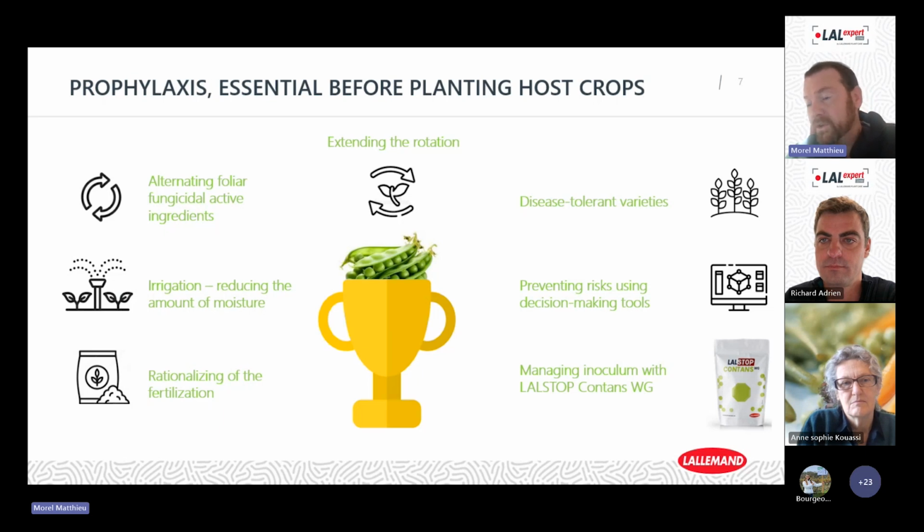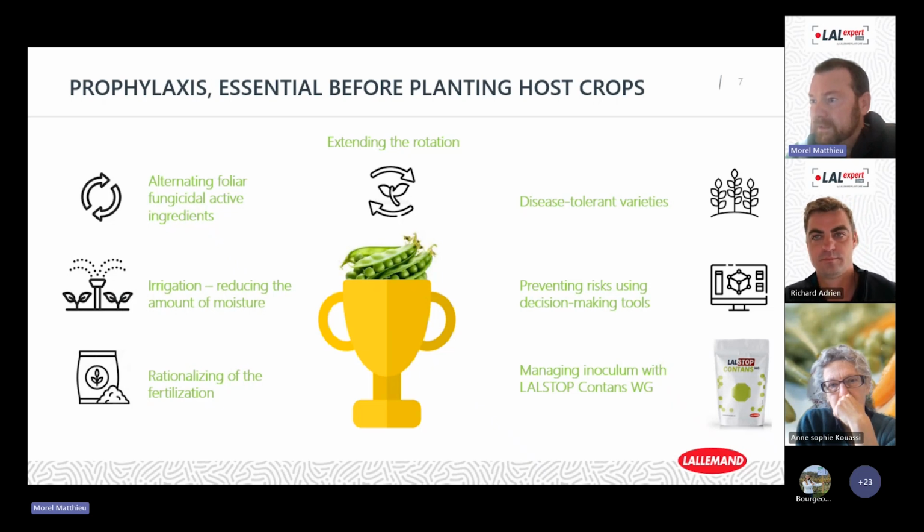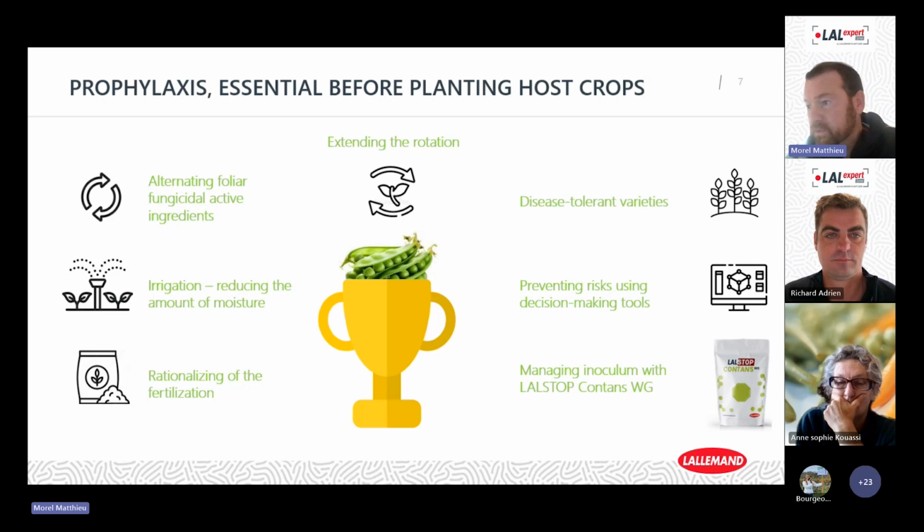Also, the fertilization, to not over-fertilize, to not bring too much nitrogen, because if the plant grows too fast, the plant is more sensitive to the disease. Also, to work with disease tolerant varieties, if they exist. So now we know that, for example, in canola, there are some disease tolerant varieties that are coming on the market. I think this is also a good way to try to reduce the contamination. And also decision making tools, there are some decision making tools on the market already. That's also a good tool in order to manage the risk of sclerotinia.